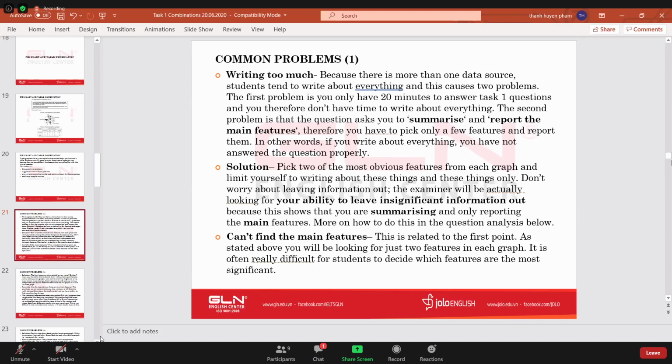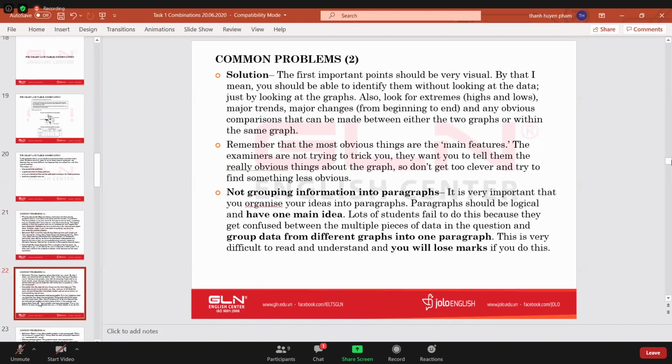And finally, if you can't find the main features, this is related to the first point, as stated above. You'll be looking for just 2 features in each graph. It is often really difficult for students to decide which features are the most significant. So, solution. The first important point should be very visual. By that I mean you should be able to identify them without looking at the data, just by looking at the graphs.